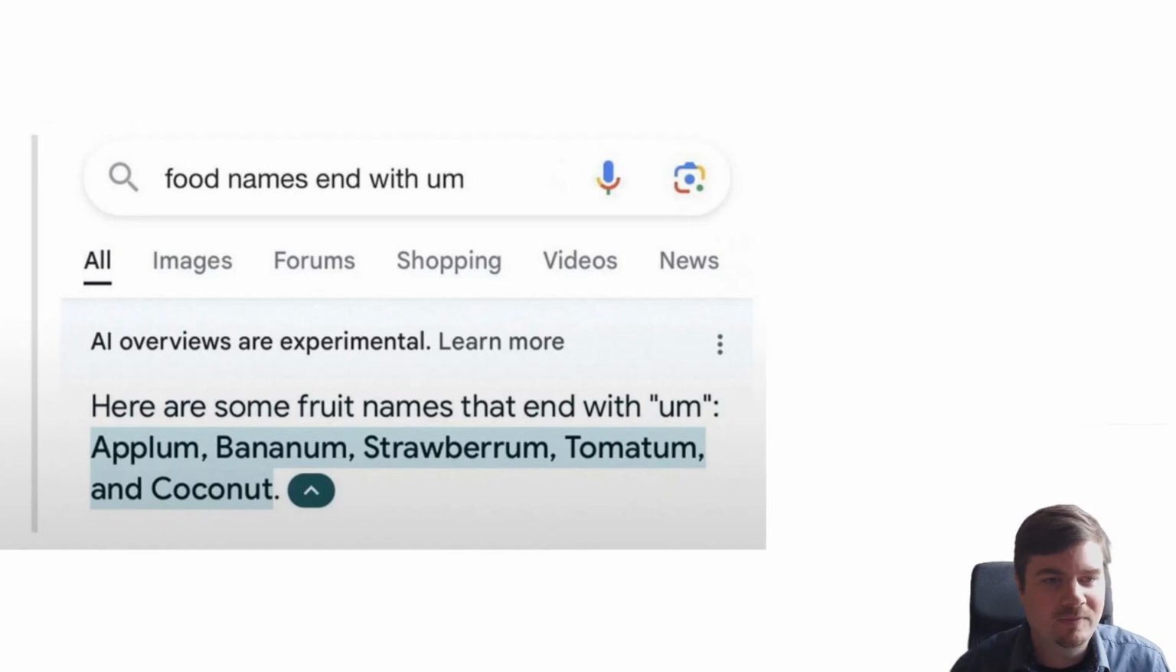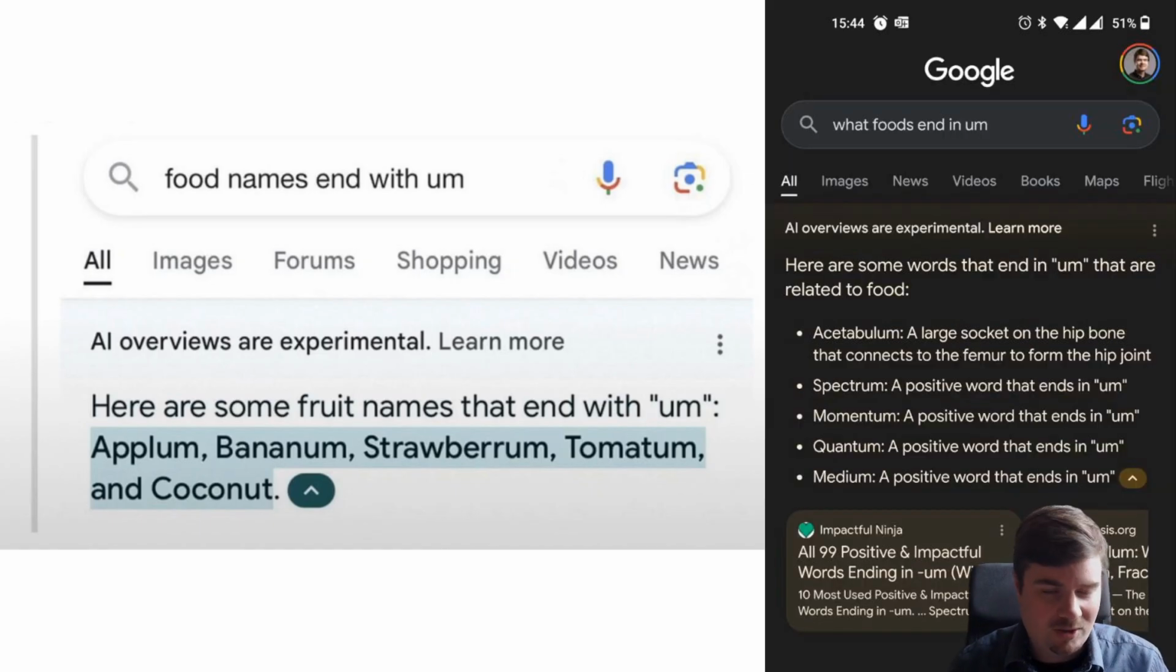This is one taken recently from the Google AI previews that they say are experimental, based on Gemini, where somebody was asking just for food names that end with UM, and suddenly the chatbot invented a bunch of fruits that don't actually exist, and for some reason thought that coconut ended in UM. I decided to try to recreate this to see if it's still happening, a couple weeks after this originally came out. And weirdly enough, it's not inventing fruit names anymore, but it's giving words that have absolutely nothing to do with food, like quantum, medium, spectrum, and so forth. So a different sort of hallucination, but still clearly getting things wrong and not understanding the question being asked.